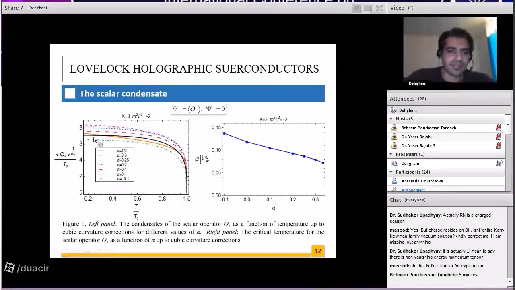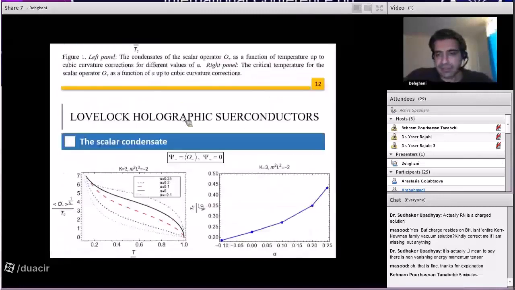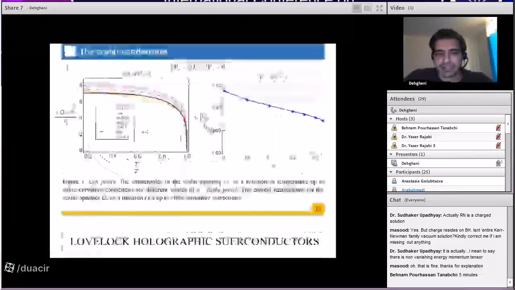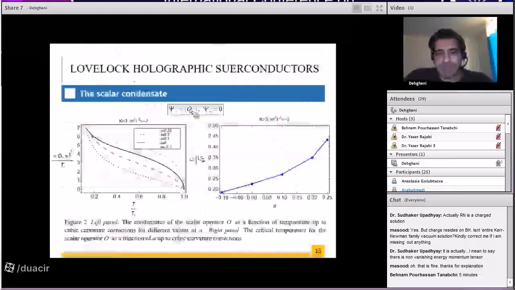the boundary operator, and we plotted the condensates of the scalar operator as a function of temperature for cubic curvature for different values of coupling. Here, the solid black line represents that of general relativity, and the effect of the higher curvature is obvious here. This region belongs to positive coupling. The critical temperature for the scalar operator as a function of the Lovelock coupling is seen here: as the Lovelock coupling increases, the critical temperature decreases.